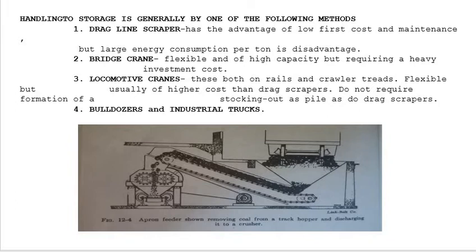Figure 12-4 shows an apron feeder removing coal from a truck hopper and discharging it to a crusher. So this one is the truck, and from this truck the coal came all the way here to the crusher.